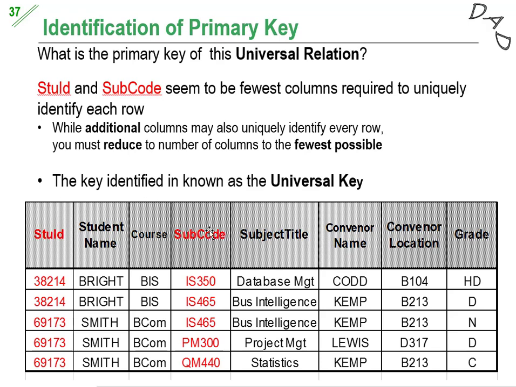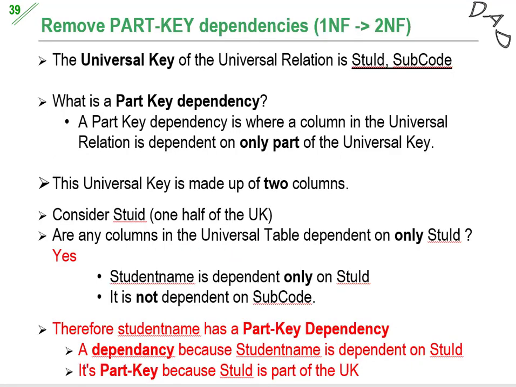If it is yes, then there is a functional dependency, right? So we know the universal key now, and we know what we mean by functional dependency. But there is one more thing that we need to know in order to achieve the second normal form. We need to determine the partial key dependencies. A partial key dependency is where a particular column in our universal table depends on part of the universal key. So how many parts do we have in this universal primary key? Two parts, student ID and the subject code.